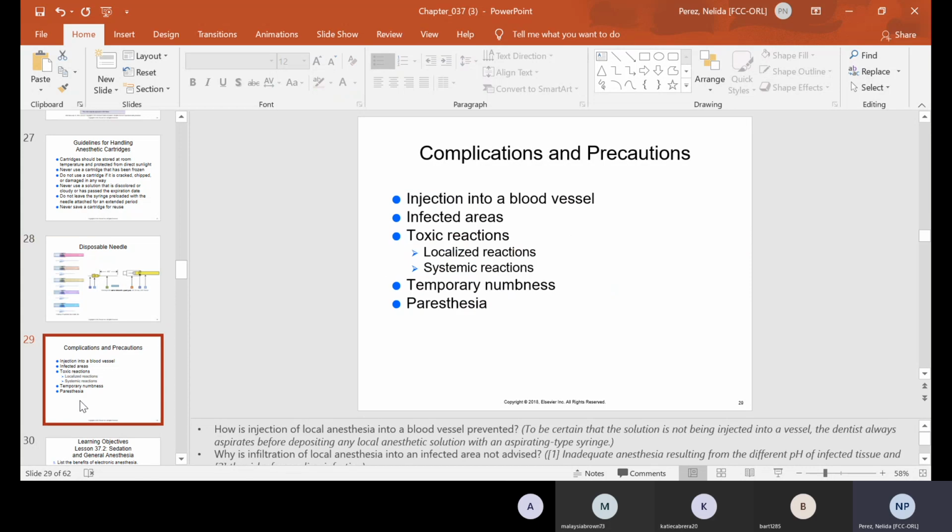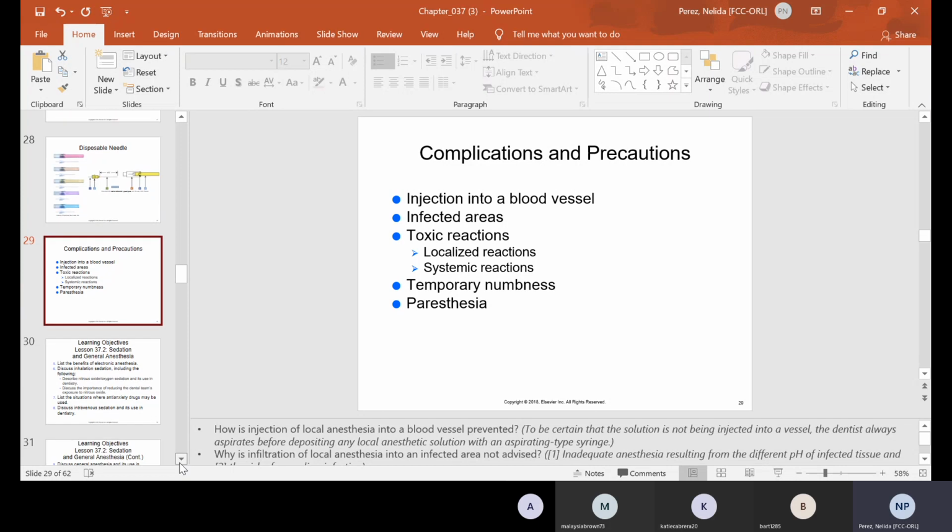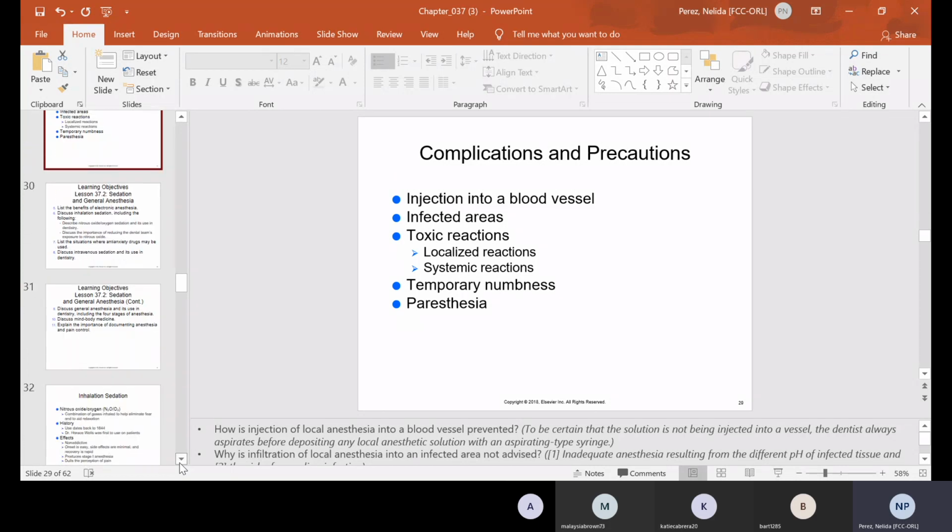Now, complications and precautions. Injection into a blood vessel, infected area, toxic reactions, which could be localized or systemic, temporary numbness, and paresthesia. So what you guys have to do is always get consent before a procedure, and have them sign the consent, because the consent will also say, if the doctor gives you anesthetic and you're infected or you get temporary numbness or paresthesia, these are the complications that may arise. So these are the things that we have to let the patients know, and that's why they have to sign a consent for every procedure that we do.